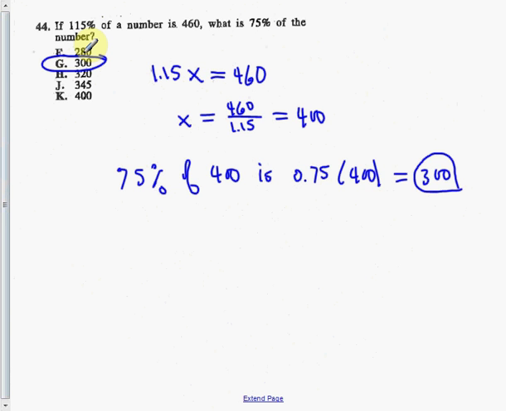Is everybody fine with that? We remember that of is always multiplication, right? And when you say a number, some variable, n or x, then is always equal. So of means multiply, is means equal, then a number. I used x, but you can say n or whatever.